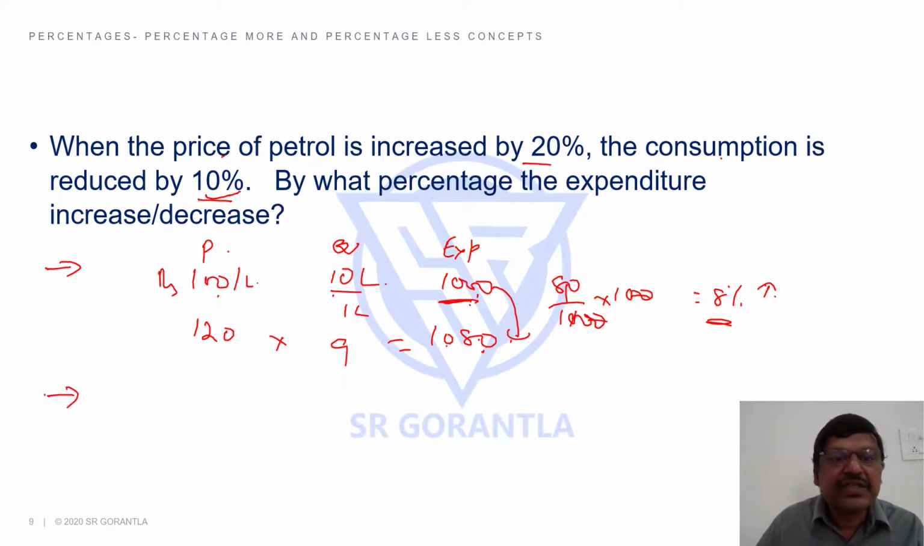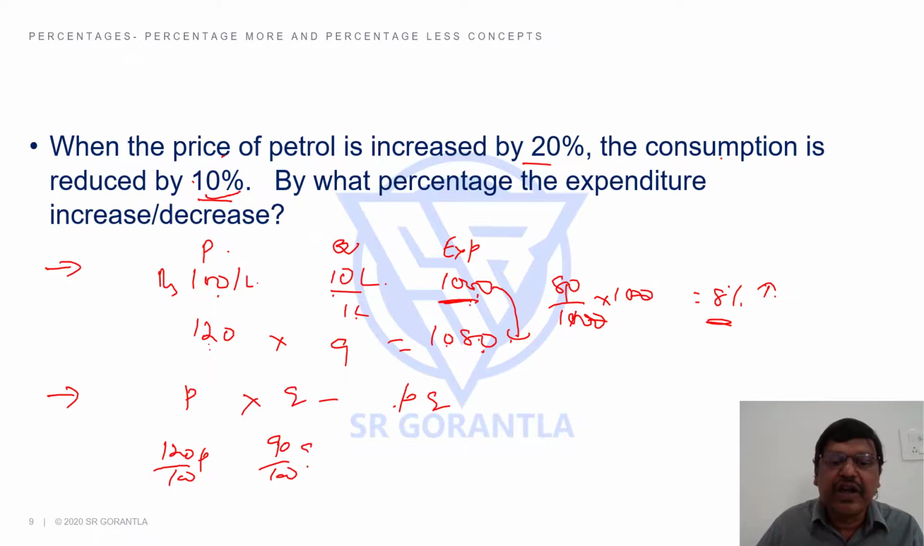Second approach is, as I said, if the price is P and quantity is Q, my expenditure is price into quantity, PQ. Now the price is increased by 20%, so the new price is 120% of P. The new quantity is 10% less, so it is 90% of the original quantity. So what is the new expenditure?